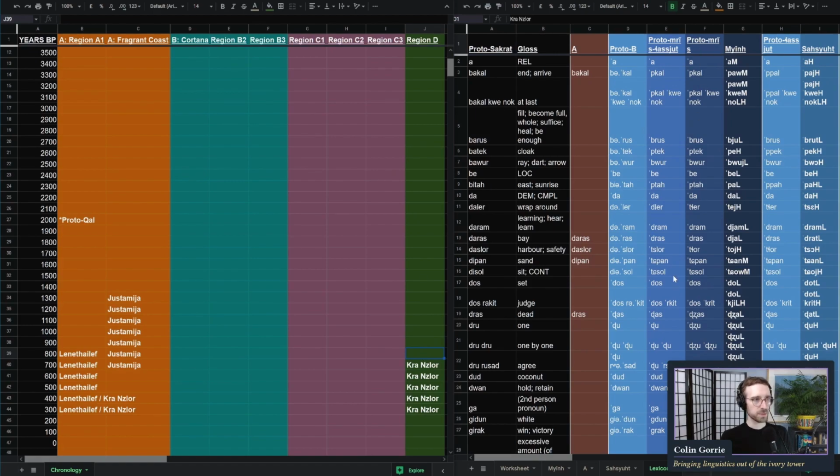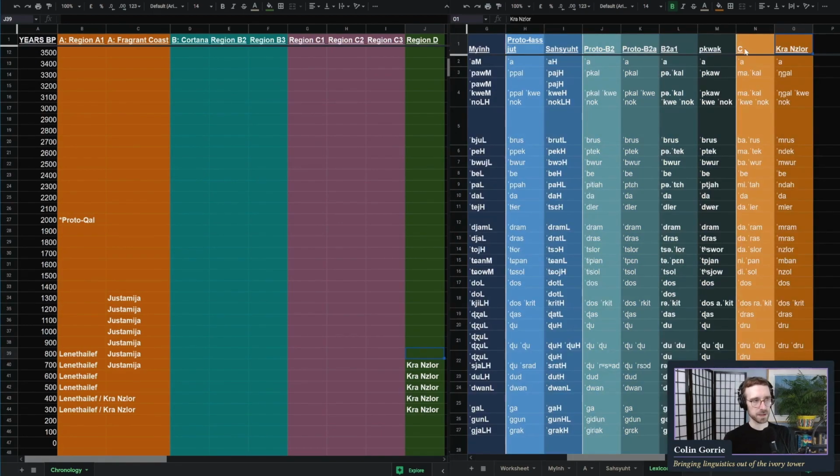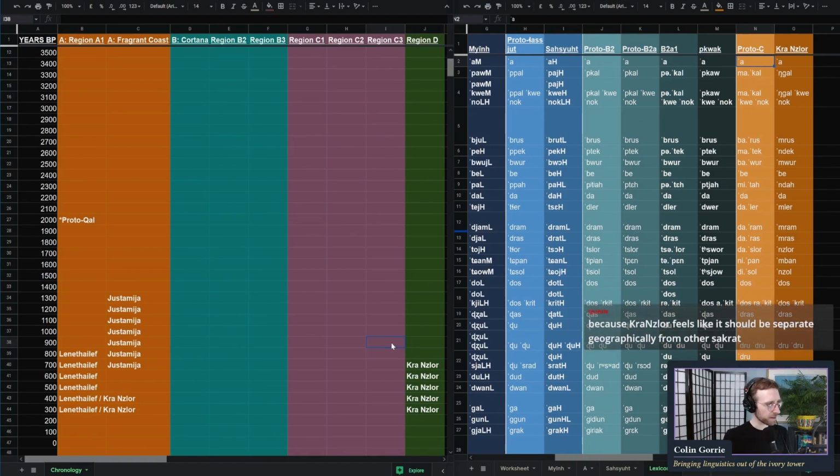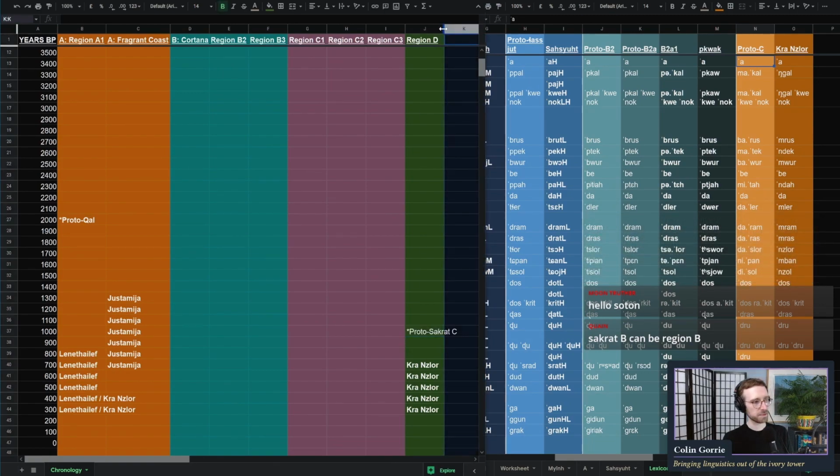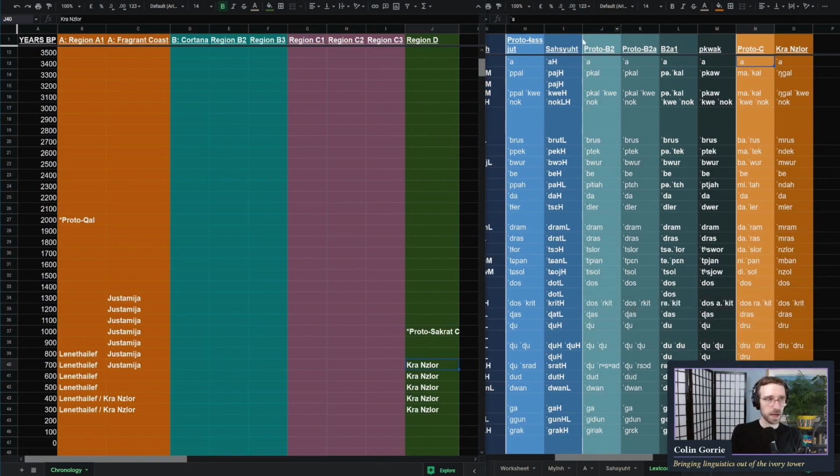So then what else do we have? So we have Proto-C, the Sakrat C branch. So I'm thinking that might have to be reconstructed to here. Proto-Sakrat C. Get us a little more space here. And for some reason it doesn't scroll the chat for me.